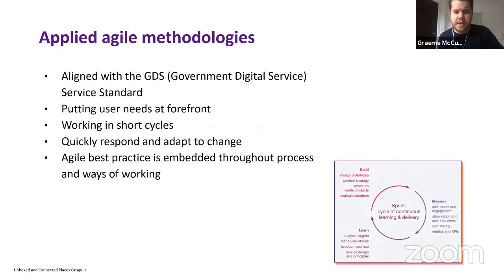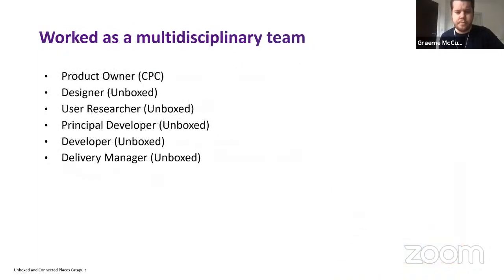So to deliver this phase, we applied an Agile methodology. It was aligned with the GDS Government Digital Service Standard, and this was really to ensure that we're putting user needs at the forefront of the project. We were working in short sprint cycles, meaning we could quickly respond and adapt to any emerging change throughout the project. So throughout this, we've been able to embed Agile best practice throughout the process and our ways of working for this project phase. Next slide, please.